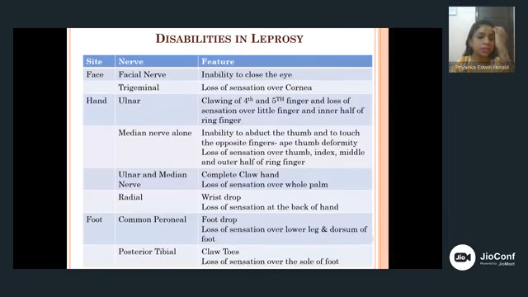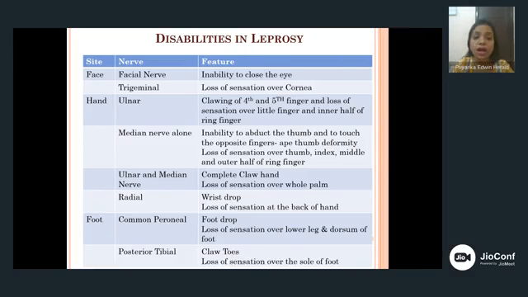Now we will see in this chart what are the major disabilities in leprosy. I have jotted down only the major nerves which are affected in leprosy and what deformities they cause. So first site is the face. Face involves two major nerves, facial nerve and trigeminal. If the facial nerve is affected, the patient isn't able to close his eyes properly. That inability to close the eye is called lagophthalmos. And if the trigeminal nerve is affected, then there will be loss of sensation over the cornea.